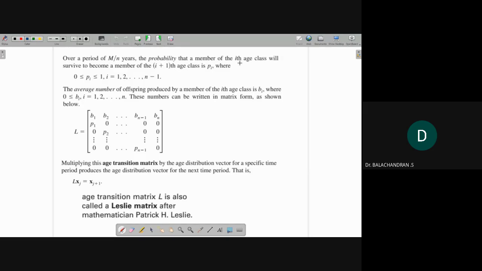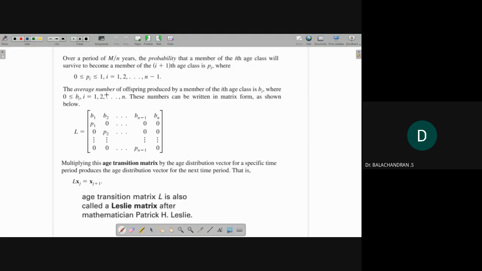Similarly, P2 means a member of the second age class will survive and become a member of the third age class. That is P2. So Pn minus 1 means a member of the (n minus 1)th age class will survive to become a member of the nth age class. So i varies from 1 to n minus 1. So the maximum number of years is n. Okay. So he will not survive after n years.